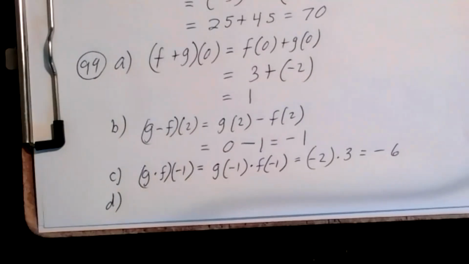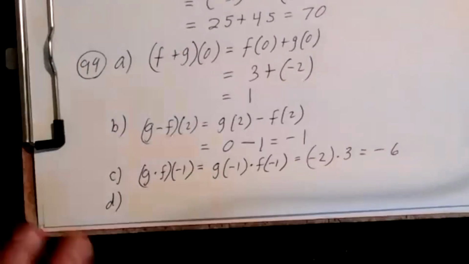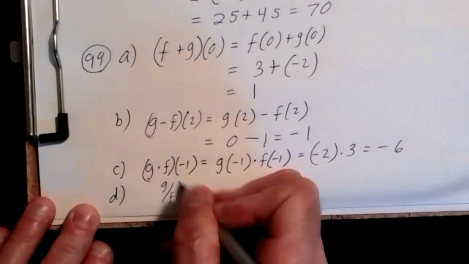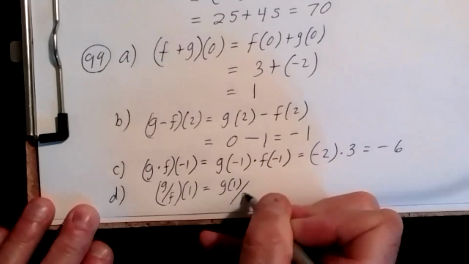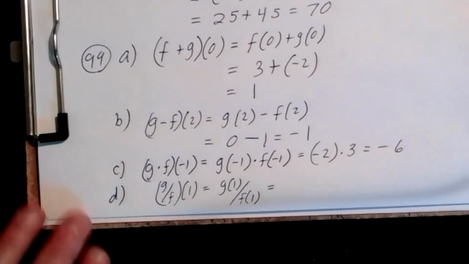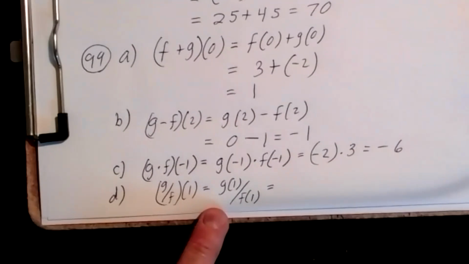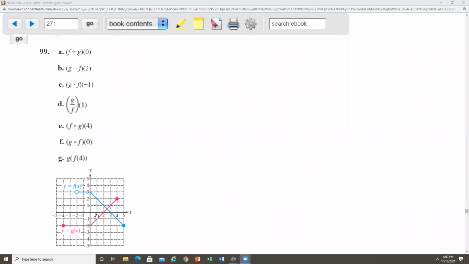D. What's question D? Now they want us to do g divided by f of 1. G divided by f and evaluated at 1. That's going to be g of 1 divided by f of 1. But we got to find g of 1 and f of 1. So we have to go back to the graphs of the functions to find them. So what's g of 1?